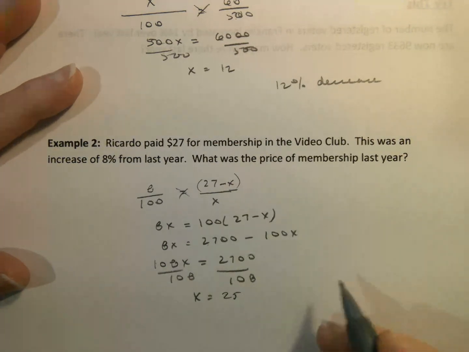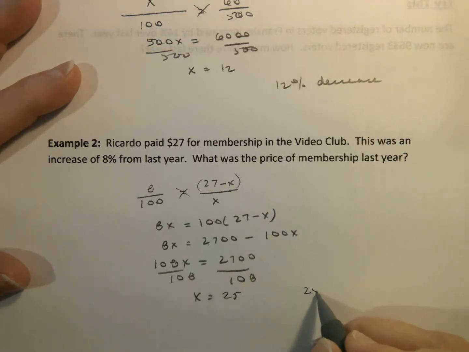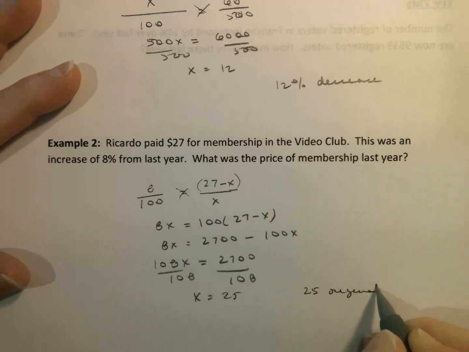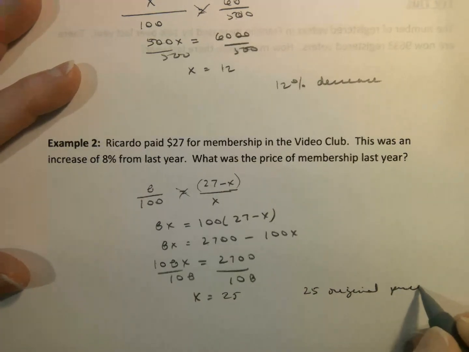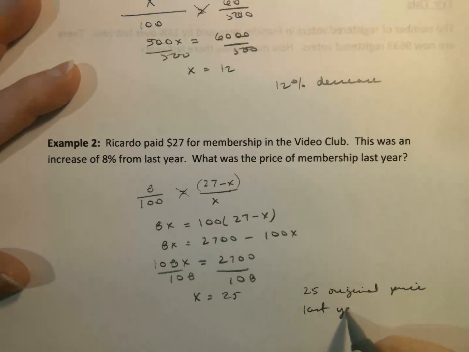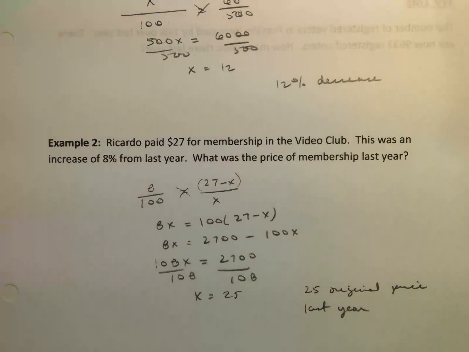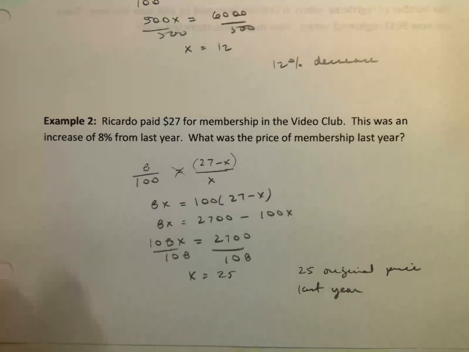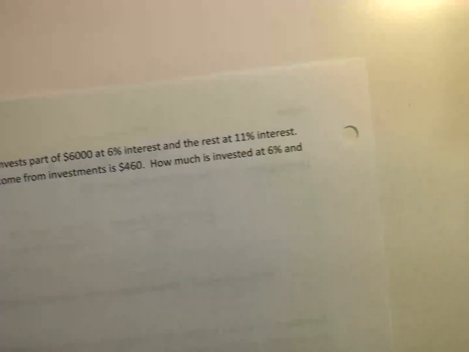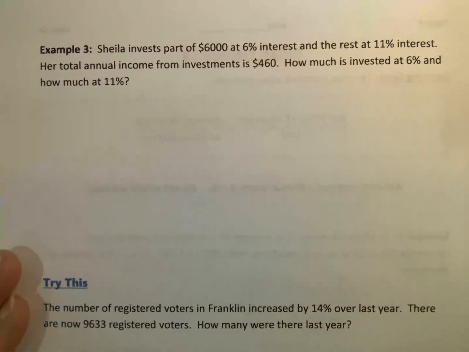25. So 25 was the original price, or the price of membership last year. So last year it was $25 to have a membership, and it went up 8%, and so this year it was $27. All right, example 3.